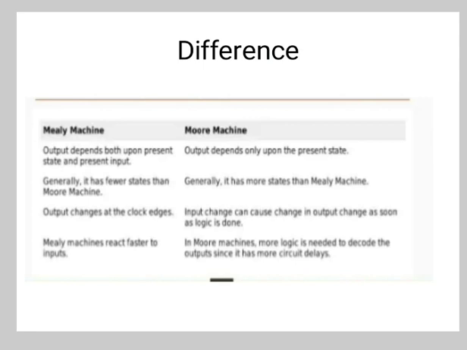Here in Moore, an input change can cause a change in the output as soon as the logic is done. The Mealy machine reacts faster to input, and the Moore logic is needed to decode the output since it has more circuit delays.